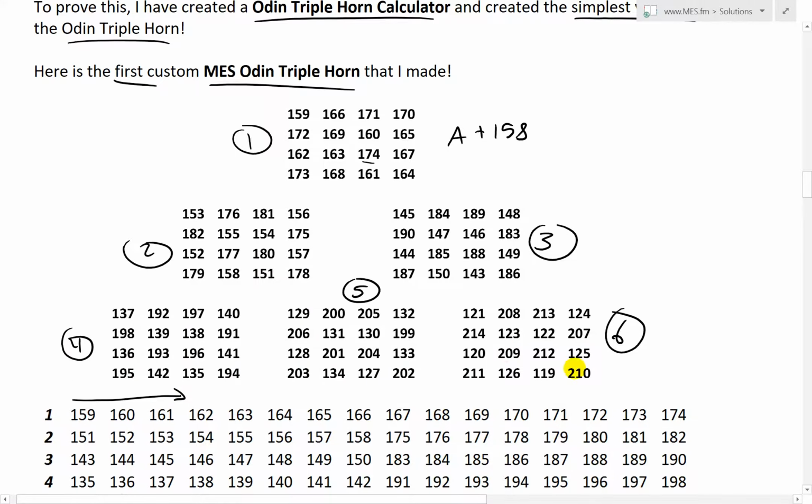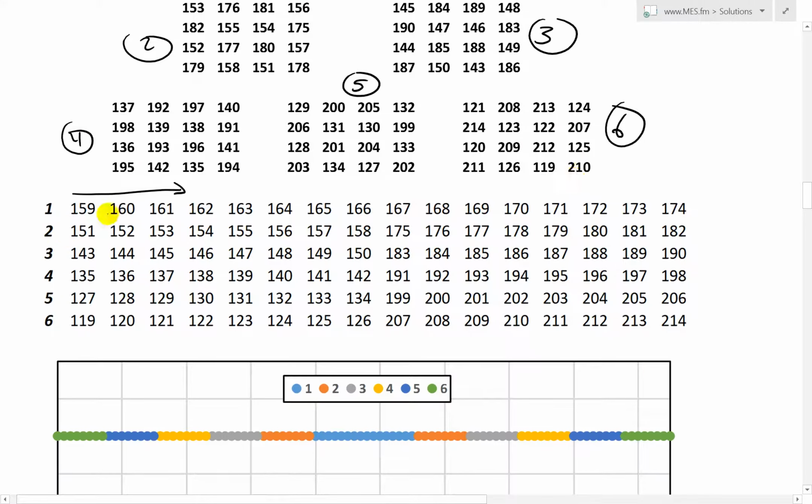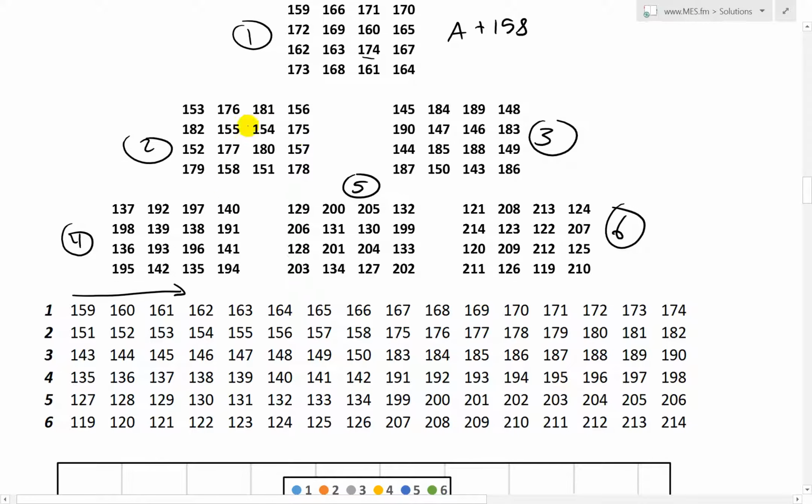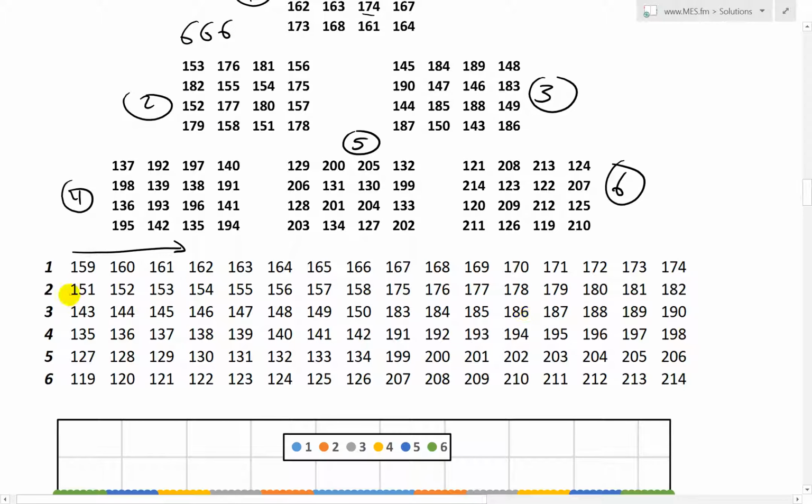You graph every single one, and then what you get is the square 2. Yeah, this square 2 right here. Again, this is a perfect 666 magic square, just like the Tengri ones. But you'll see the pattern here. This is number 2, it goes 151 all the way to here. This is 158, and this one's 175 to 182 in series.